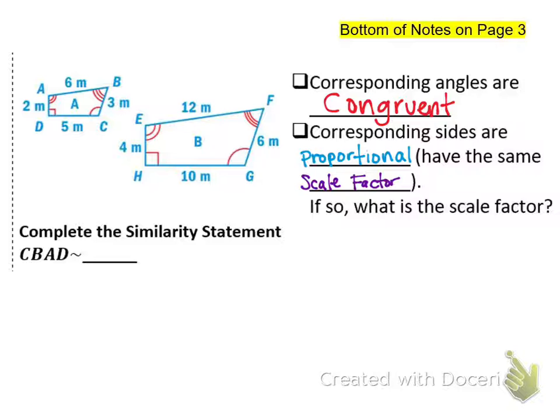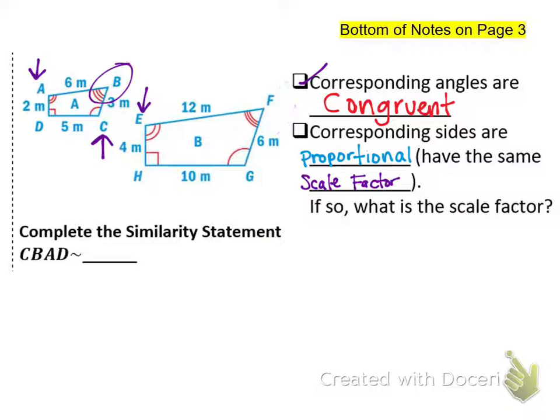So use this like a checklist to figure out if things are similar or not. Are the corresponding angles congruent? Check. Are the corresponding sides proportional? Check. And then that means they are similar. So looking at this shape, are the corresponding angles congruent? Yes. What does A correspond with? E, and they both have 2 arcs, so they're congruent. B corresponds with F, and they are congruent. C corresponds with G, and they're congruent, so on and so forth. So the corresponding angles are congruent.